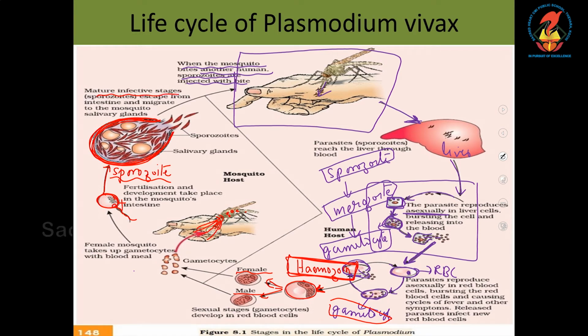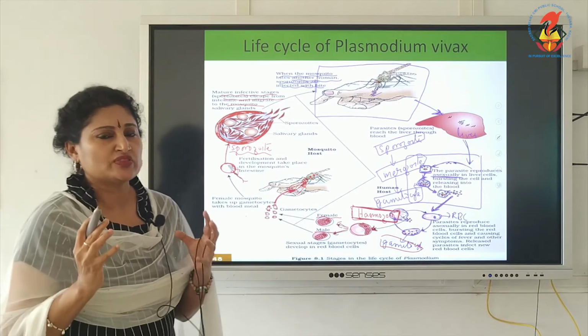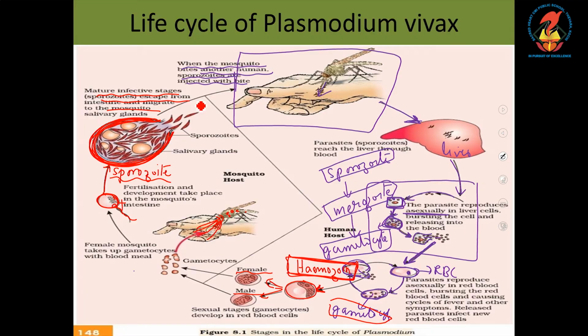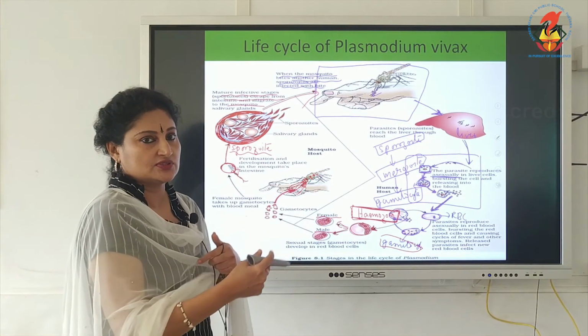So, the mature infectious stage, that is the sporozoite, escapes from the intestine and migrates to the mosquito's salivary glands. And now, you can see this mosquito has the salivary glands densely populated with the sporozoites. And now, when this mosquito bites a healthy person, it transfers the sporozoites and the cycle continues.